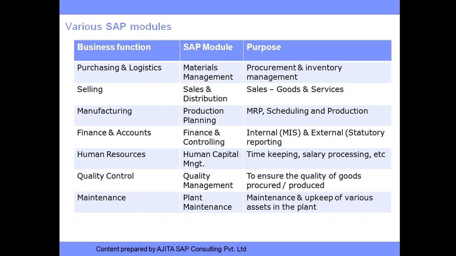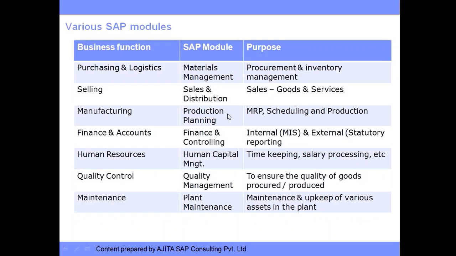Like you would have heard the name of MM module, which is Materials Management module, and Materials Management module basically caters to the business functions of purchasing and logistics. So what is its purpose? The purpose is procurement and inventory management, right? Similarly, for selling, you have SD module, which is known as Sales and Distribution module, and the purpose of it is to maintain sales of goods and services in the organization.